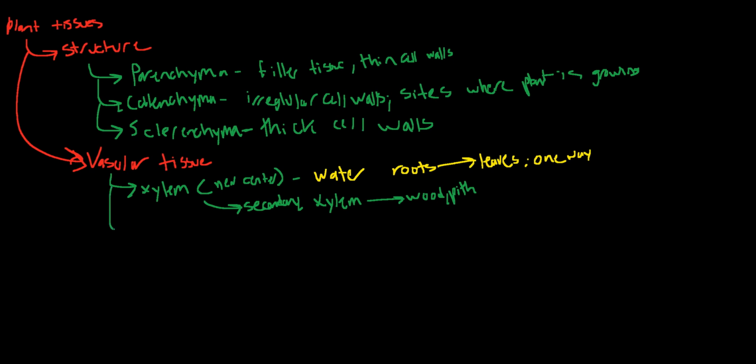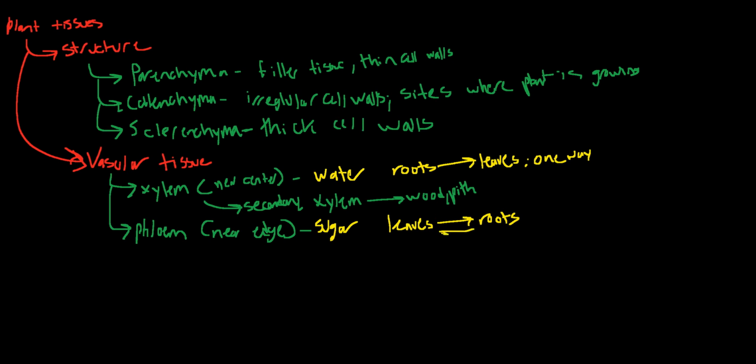Now let's talk about the phloem. This is near the edge. It can transport sugars only. Sugar. And it does it like this, from leaves to roots. And actually it can go this way as well, so it is two-way directionality.